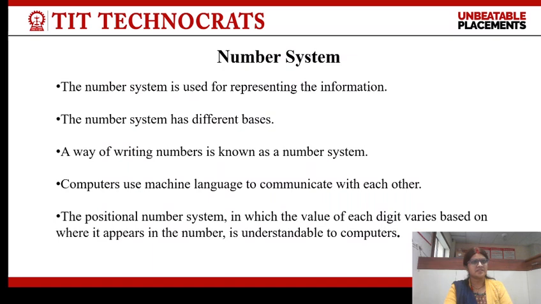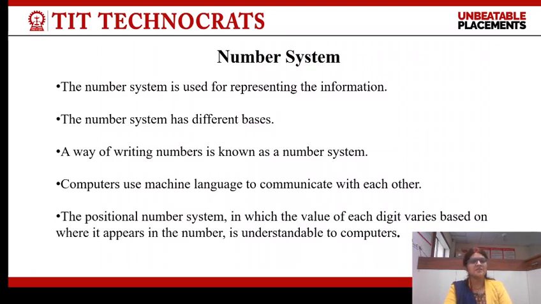What is number system? The number system is used for representing the information. The number system has different bases. A way of writing numbers is known as a number system. Computers use machine language to communicate with each other.